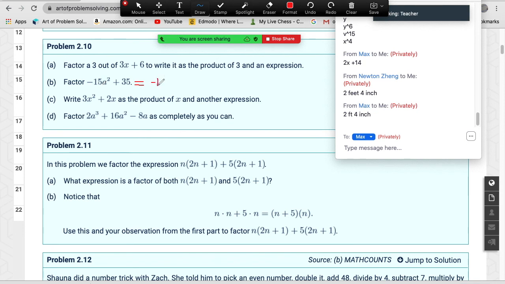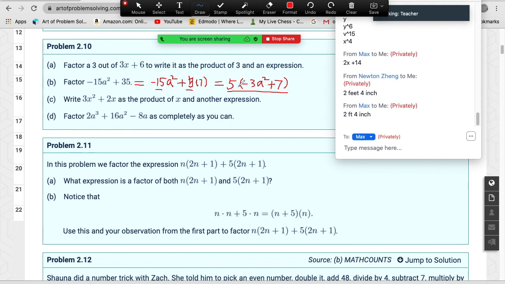So you can write this one, negative 18a squared plus 15. You cannot get 15 from 18, so you can write this one as 5 times 7, that's 35. That means you can only take a 5 out of these two terms. So we got a 5, then here that will be negative 3a squared plus 7, right? So this one is the result.